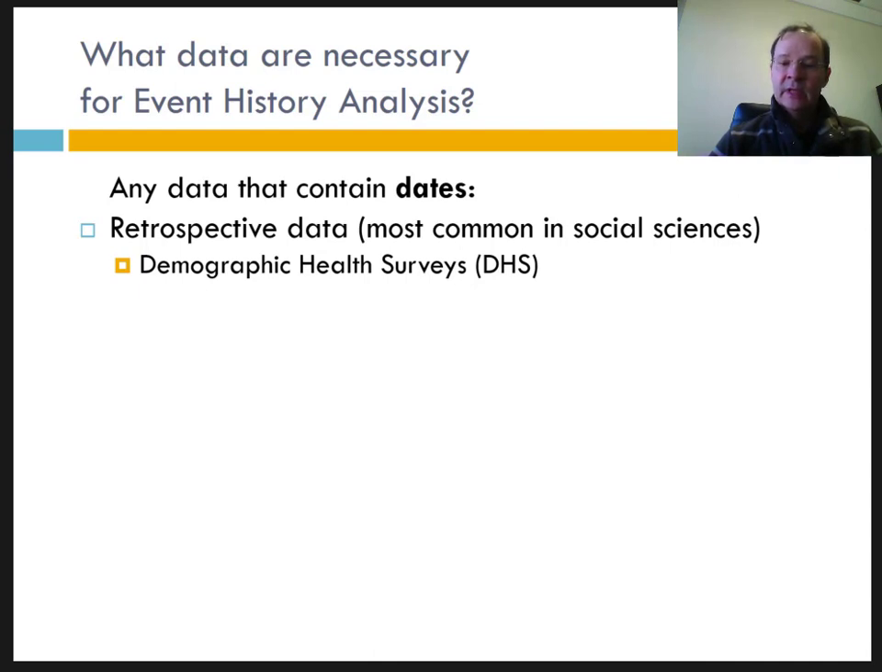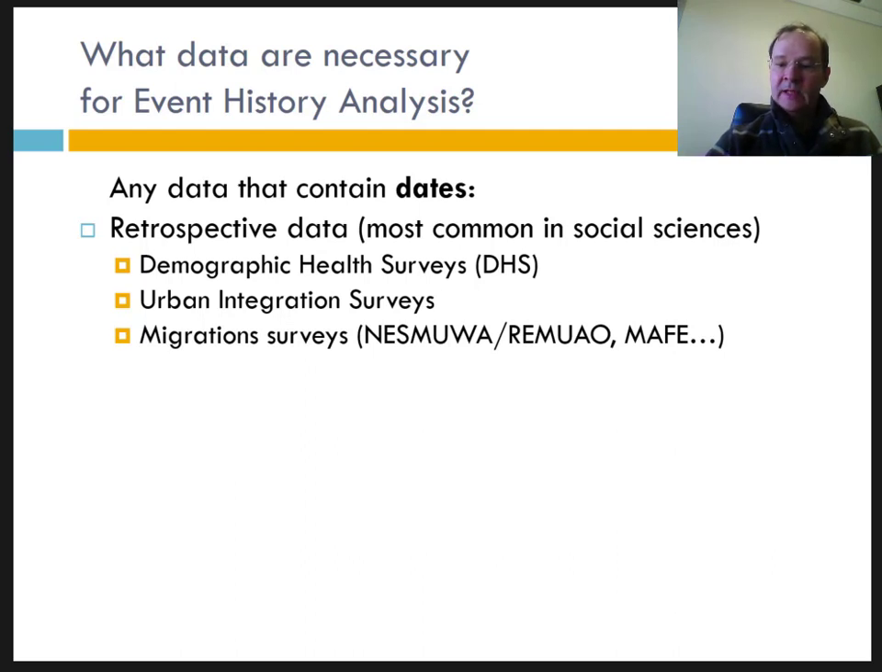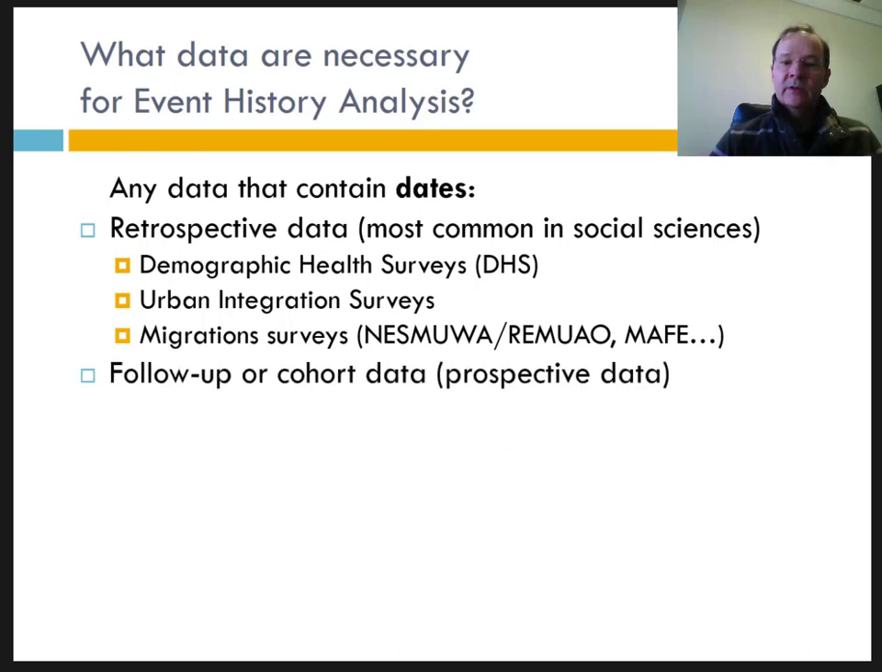Other sources in Africa include the urban integration surveys. Remember our example comparing results of a logit model with those of a Cox model was taken from the urban integration survey conducted in Antananarivo in 1998. The principle of retrospective data collection was also adopted in migration surveys such as the Remuau surveys, also named Nesmua, the Mafe surveys, etc.